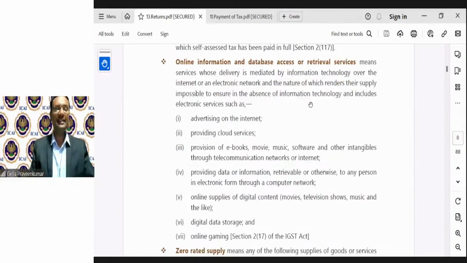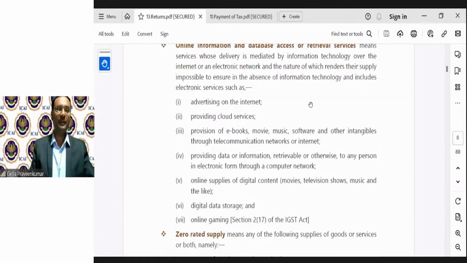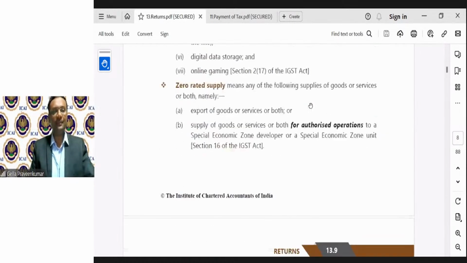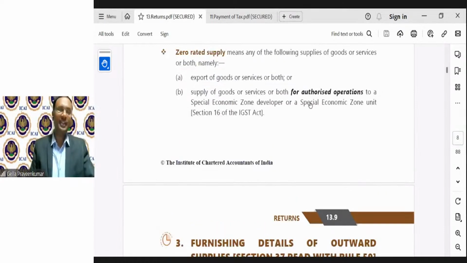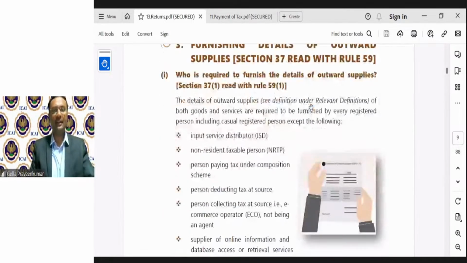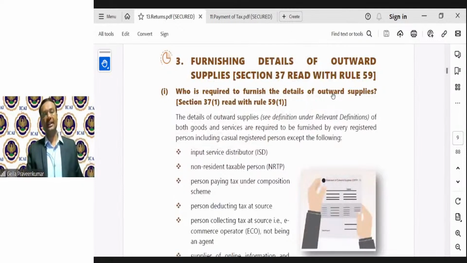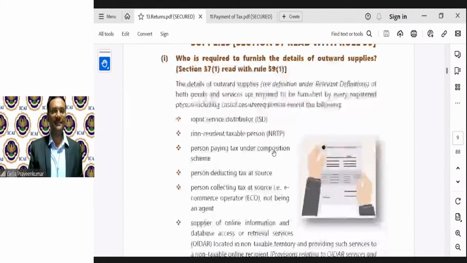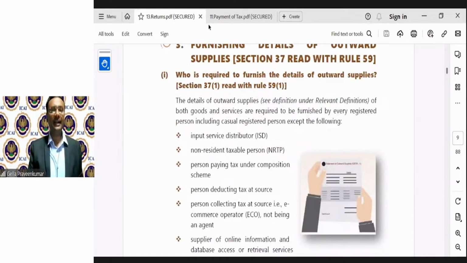OIDR is covered in detail in your provisions connected with IGST. Place of supply, I'll skip that. Zero rated, discussed in your input tax credit chapter, we'll skip that. First is your return under section 37. Furnishing details of outward supplies under 37. Now, I'll give you the backdrop of section 37. Then we'll come back to 38.